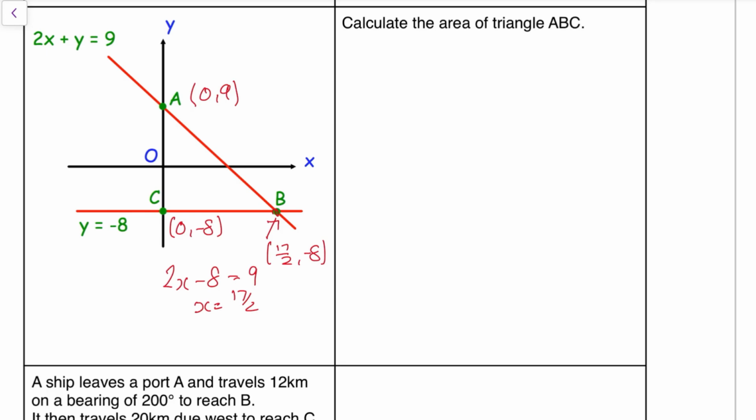And then we can just pull it together, can't we? So the area of the triangle is half the height, which is 9 plus 8, which is 17 again, multiplied by 17 over 2. And that is going to give me, well, 17 squared is 289, and 2 times 2 is 4, so it's going to be 289 over 4. And that's the question done. Not too bad, that question.